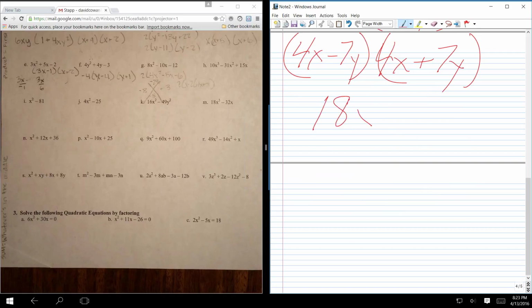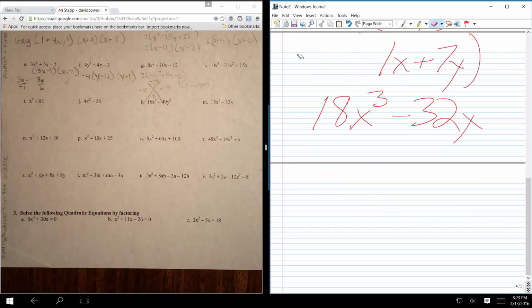18x cubed minus 32x. When you are doing factoring, the very first step is to always look for the greatest common factor. Now, none of these others had a greatest common factor. I could not take a greatest common factor out of any of the 3 previous problems. But this one I can.